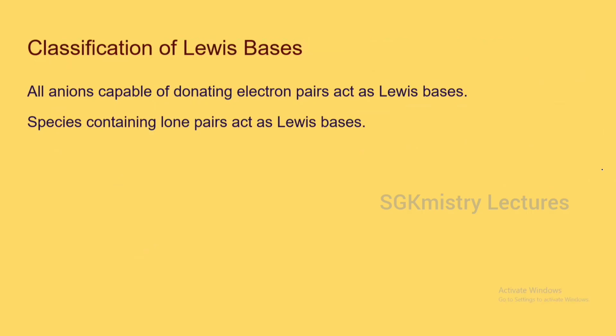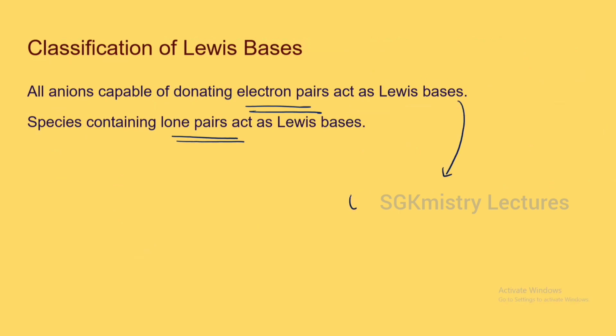Next, coming on to the classification of Lewis acids. First of all, the anions which have a tendency to donate the electron pairs can act as Lewis bases, as per the definition itself, we know this. Next, talking about the species which have the lone pair of electrons, they can also act as Lewis bases. So we have examples here.